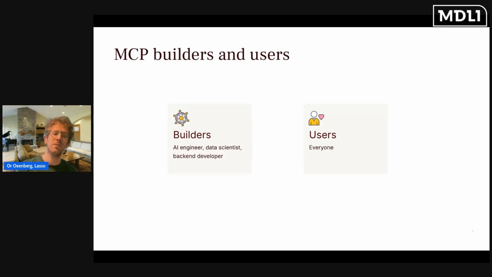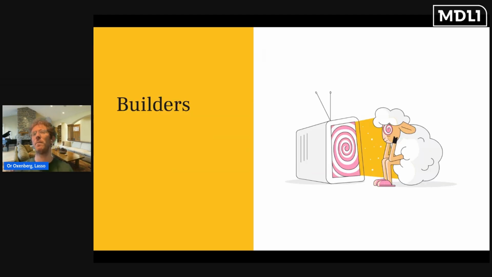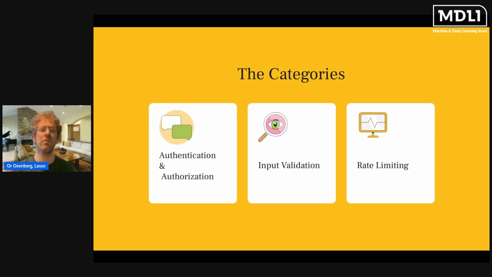On one side, the builders are AI engineers, data scientists, backend developers, but not so much security experts. And on the other side, we have a big hype. The user is everyone that wants to use MCP. It's really easy to integrate, to install, and start working with, because the clients allow us a lot. So we will start with how we can help the builders build better and more secure MCPs. The categories I want to focus on today for the builders are authentication and authorization, input validation, and rate limiting.